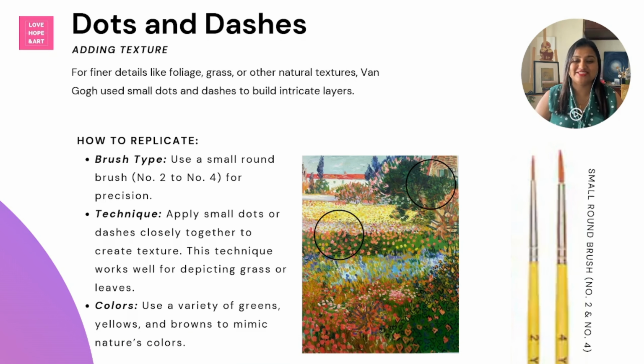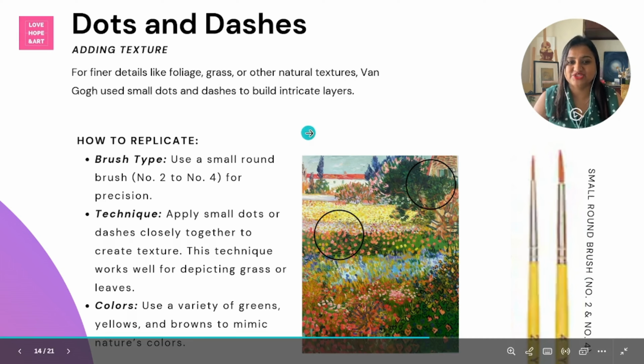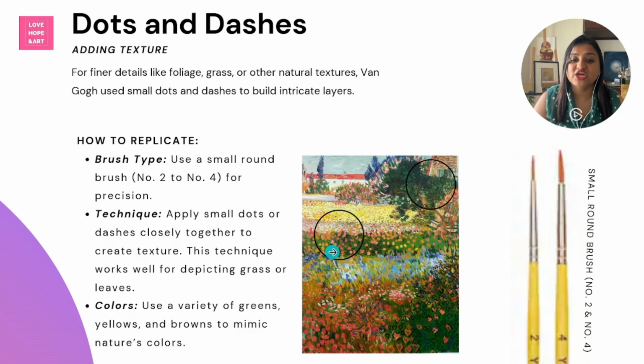Going on to the dots and dashes, they are to add texture. So for finer details like foliage, grass or other natural textures, Van Gogh used small dots and dashes to build intricate layers. Now how can we replicate this style? So you can use small round brushes, number 2 and number 4, for precision technique. You can apply small dots or dashes closely together. Here we can see the small dashes and the small dots together to create texture. This technique works well for depicting grass or leaves. Now colors, you can use a variety of greens, yellows and browns to mimic nature's colors.